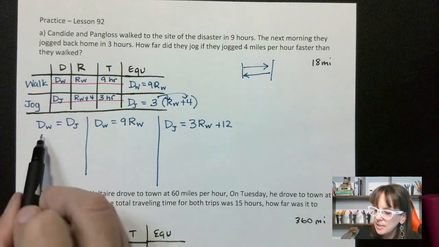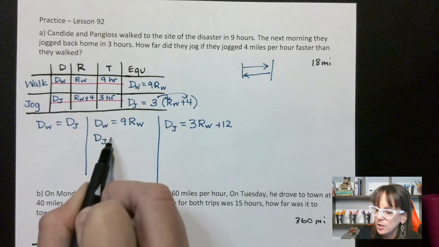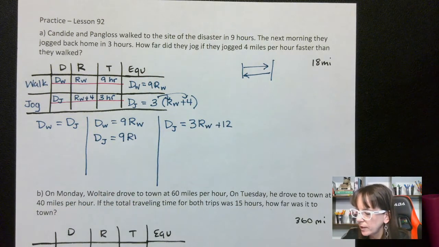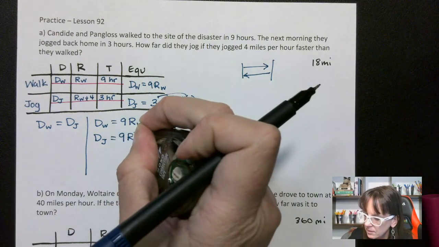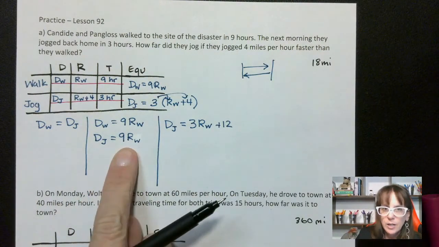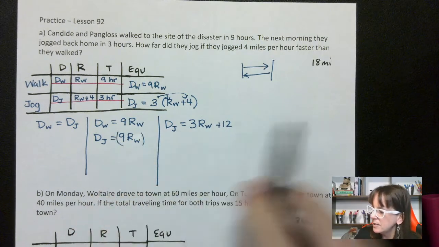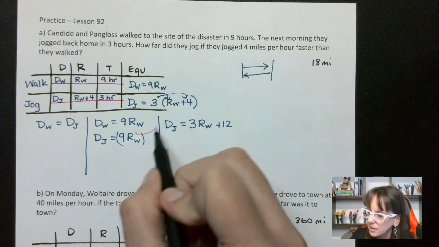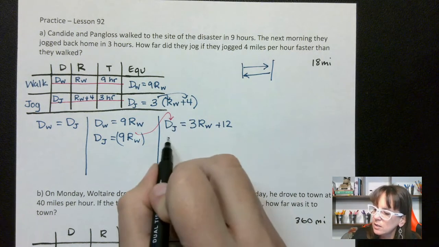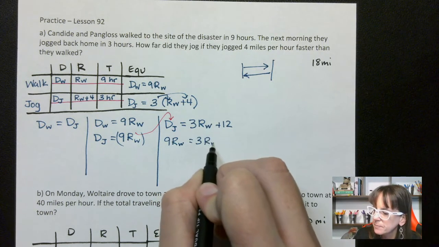Okay, so dw equals dj. So instead of dw here, I'm going to put in a dj since they are equal to each other. Let me use my whiteout here. Made that significantly bigger than it needed to be. All right, so dj equals 9 rw, which means we can plug that right into here. That's 9 rw. I know you're thrilled to be doing this. You're like, yeah, that's going to be so exciting.